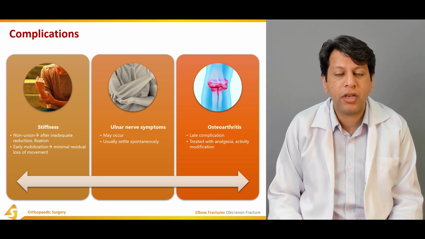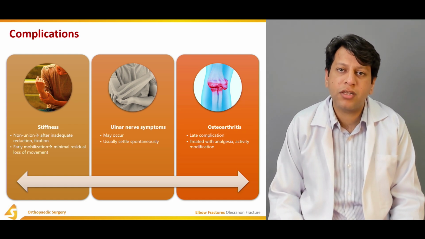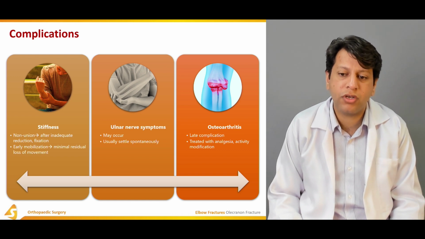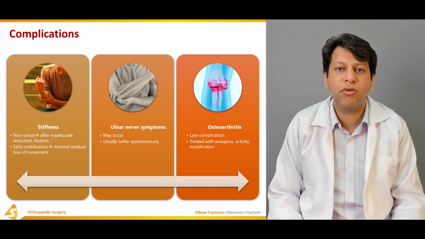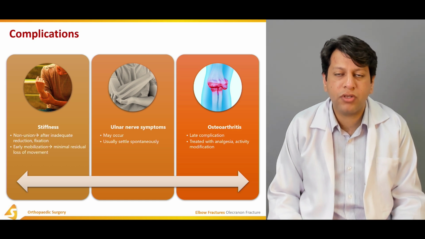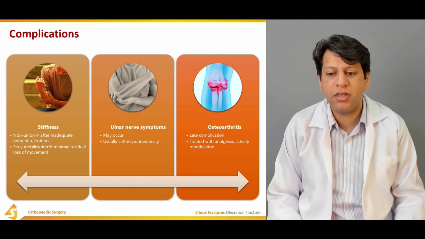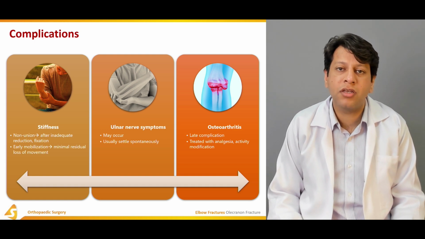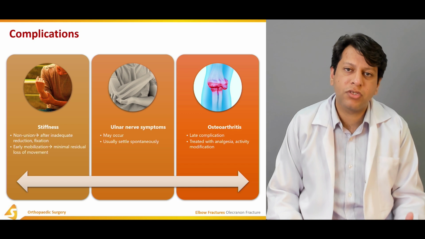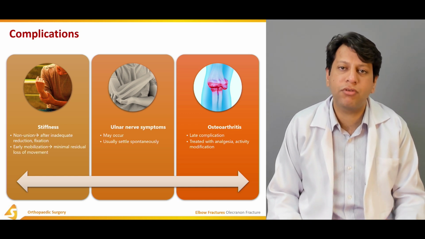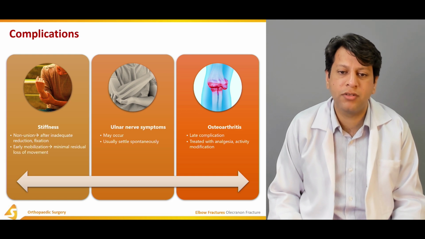Other is osteoarthritis. If it was a comminuted fracture and intra-articular involvement was there, even if maximum effort was made, a late complication of a comminuted fracture is always some degree of elbow osteoarthritis. That can be managed with analgesia and activity modification, or if the patient is of old age and there is not much activity, we can go for total arthroplasty as well.